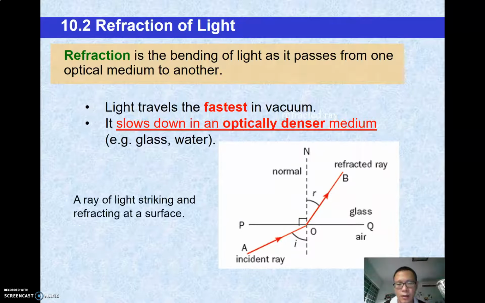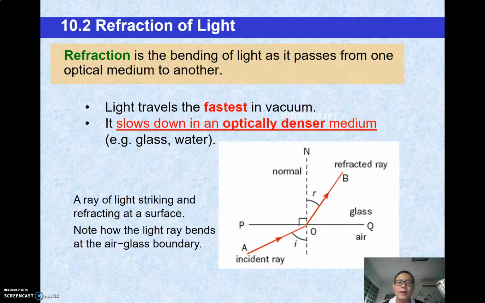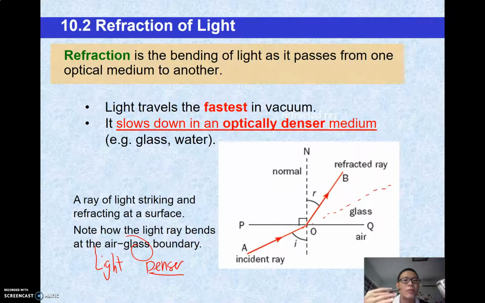For example, if I'm traveling from air, which is the lighter medium, to glass, which is a denser medium, I'm traveling from a less dense medium to a denser medium. My original path is here, the dotted line, if it were going from air to air. But because I enter a denser medium, which is glass, my speed changes. My speed will be slowed down, and because of that my direction of travel changes. It will swing towards the normal, and my refracted ray, my new direction of travel, will follow this new path. So changes in speed affect the direction, and this phenomenon we term refraction.